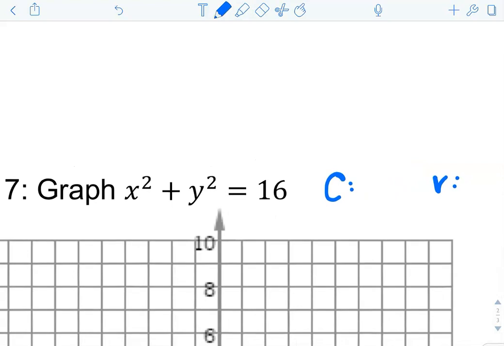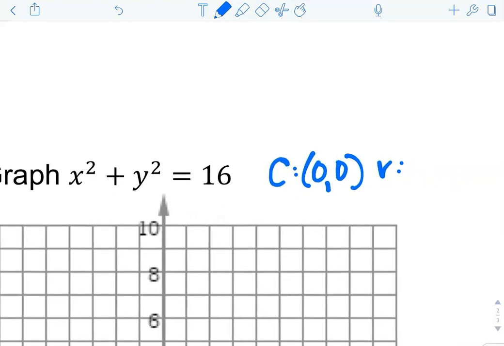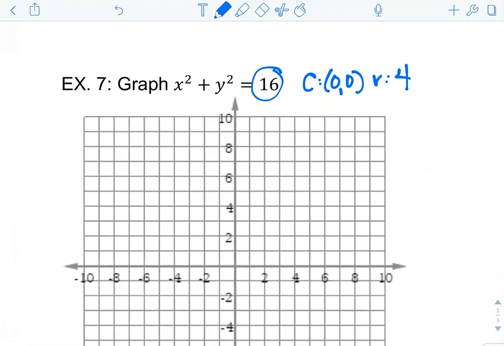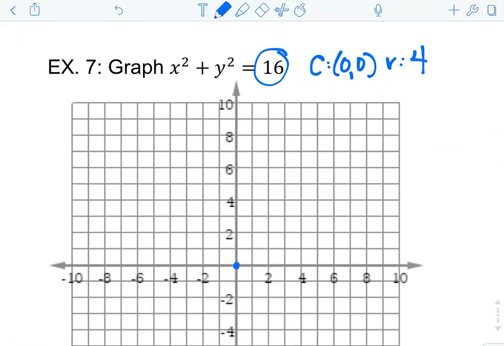So I know my center here is 0, 0. And then my radius, if my radius squared is 16, my radius would be 4. So then I go draw it, center at 0, 0. You guys should know how to draw circles by now. And that's it.